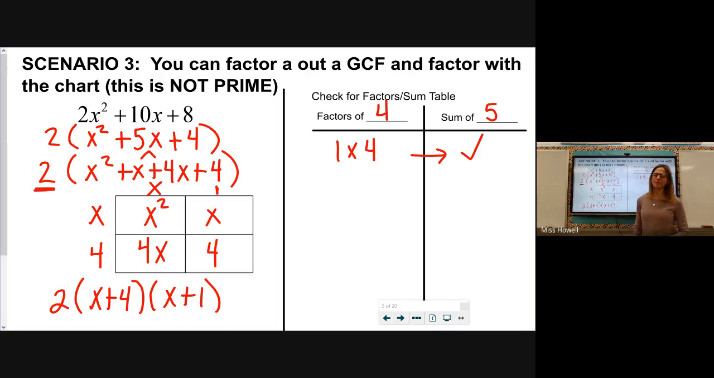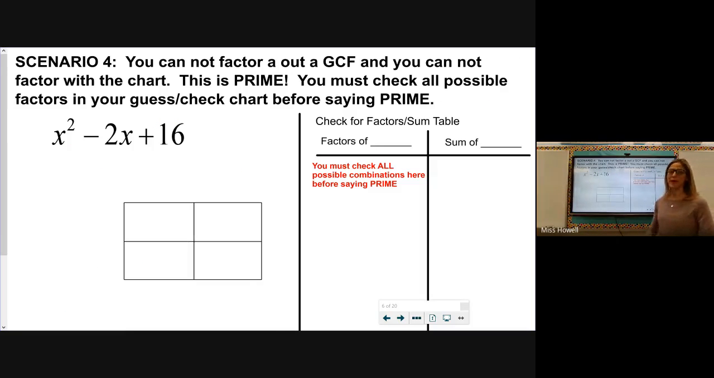So we could definitely factor this one, and more specifically, we ended up with 3 factors when we were done: a factor of 2, a factor of x plus 4, and a factor of x plus 1. Definitely not prime. We were able to take the original problem and break it apart. So scenario 4 is what happens when we actually have a polynomial that is prime, which means I can't break it up at all. I can't break it up by GCF, and I can't break it up by chart method. So this is what would happen when I go through all my work to check to see if something can be factored or if it's that special case called prime.